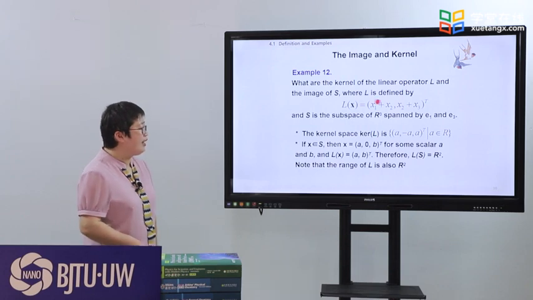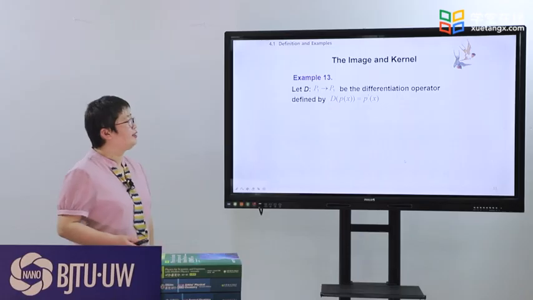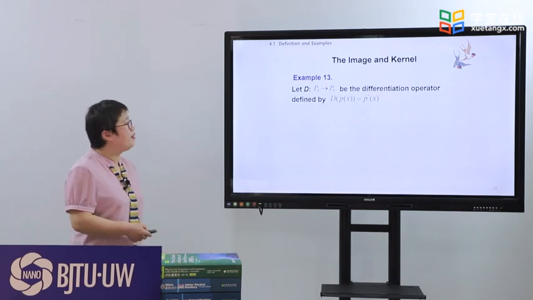Okay, so if X belongs to S, then X can be written in this way, equals (a, 0, b) for some scalars a and b, and L of X equals (a, b). Therefore, L(S) equals R2. Note that the range of L is also R2. Okay, now let's see another simple example.